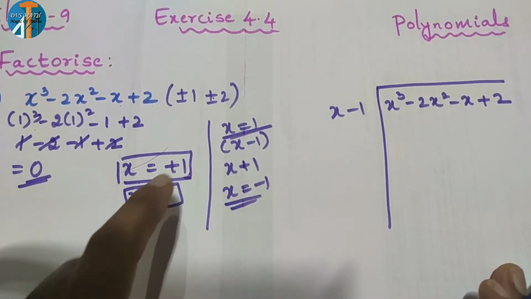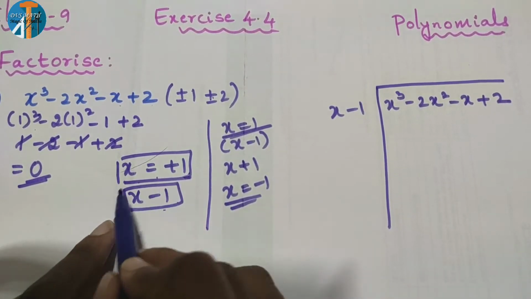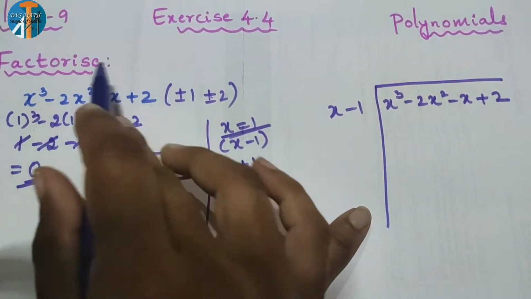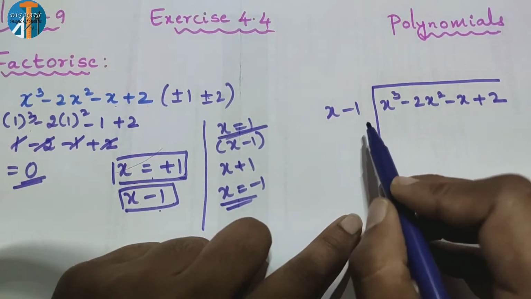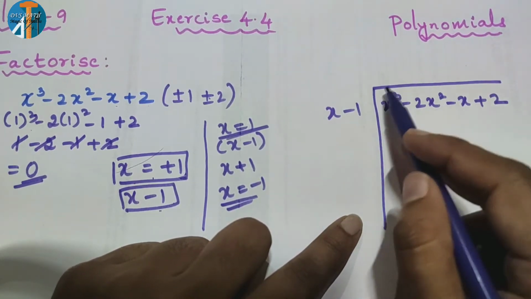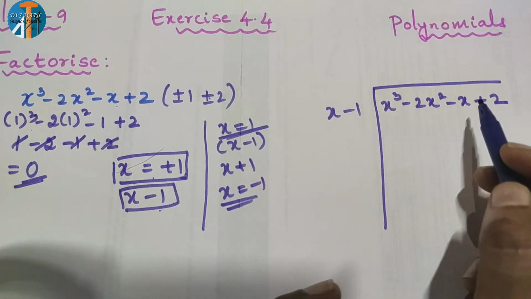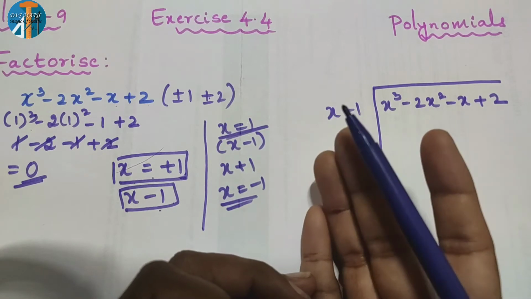If it is minus 1, the factor becomes x plus 1. Okay, so now we got the factor x minus 1. Now we have to divide this whole polynomial by x minus 1, because dividing means we convert this whole polynomial to a quadratic. If it is quadratic, you can solve the factors as in the previous question, question number 4.